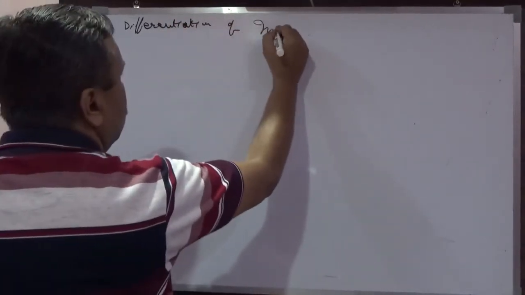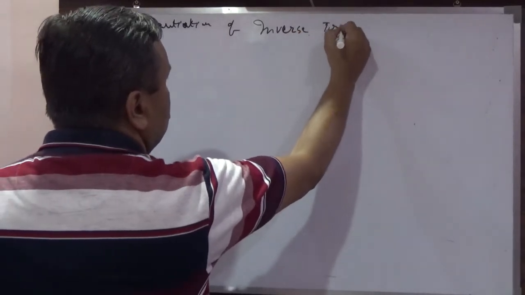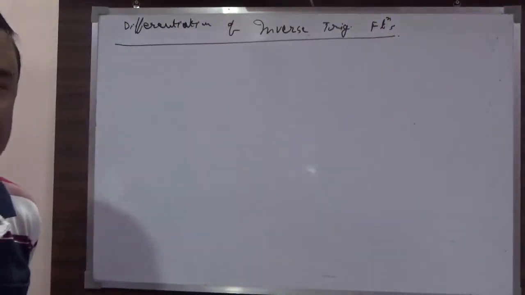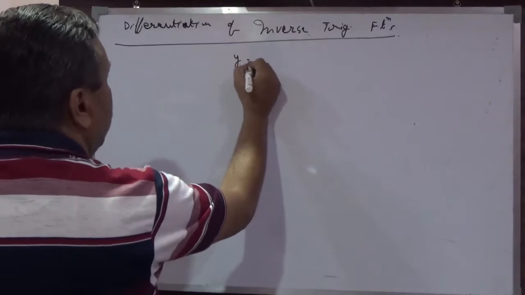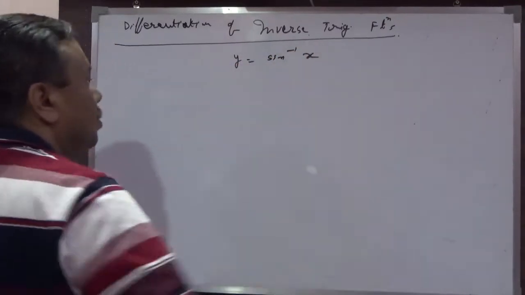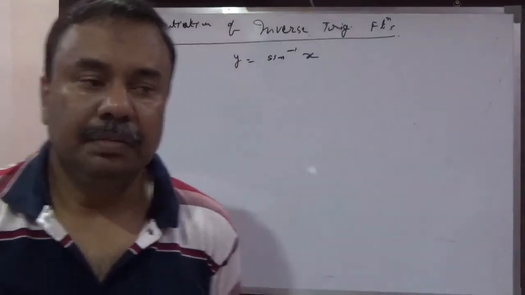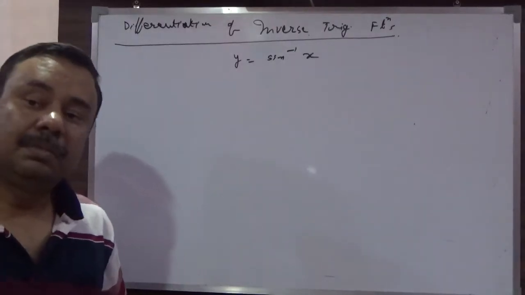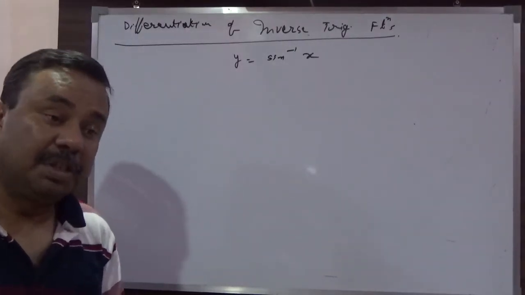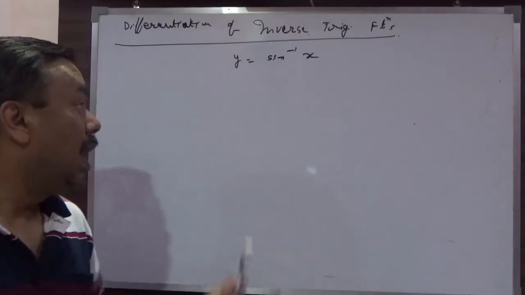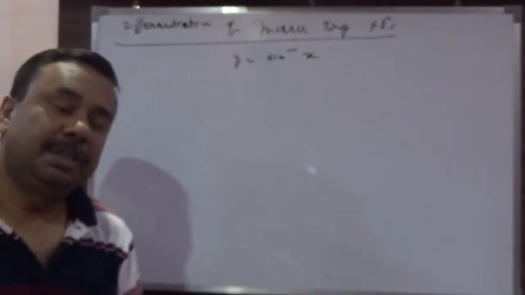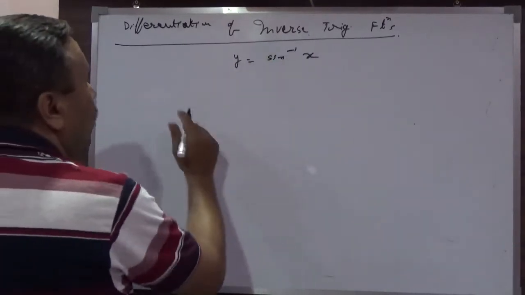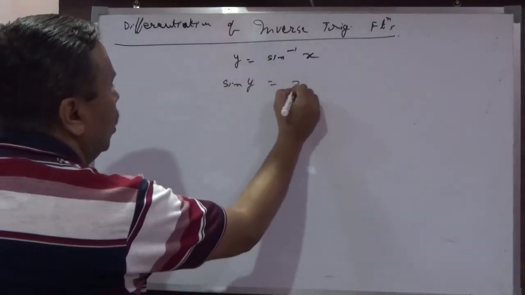Differentiation of inverse trigonometric functions. Suppose that I am given y equal to sine inverse of x. Though it is an explicit function, I don't know how to differentiate sine inverse x directly. So instead of taking it like that, I will convert it to an implicit function, which I can write as sine y equal to x.